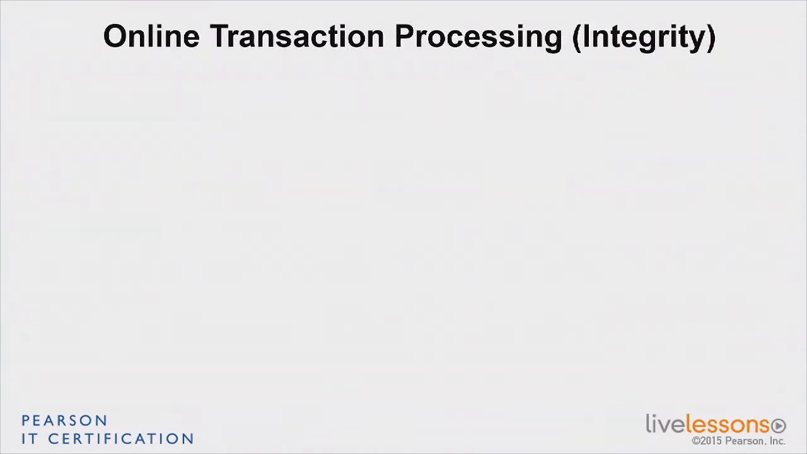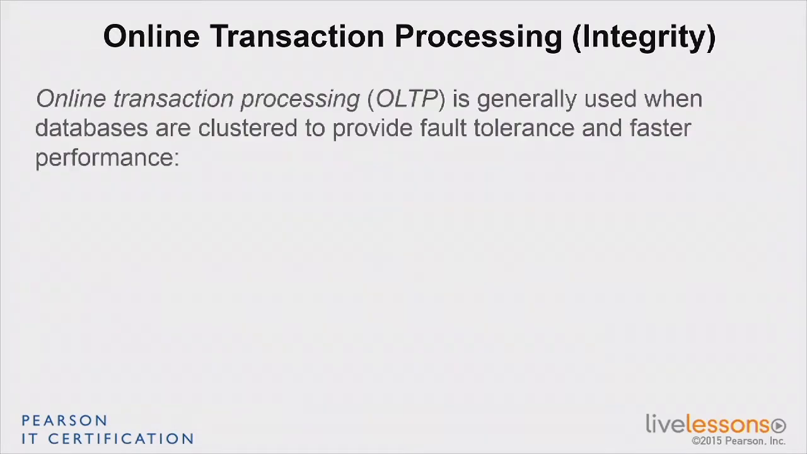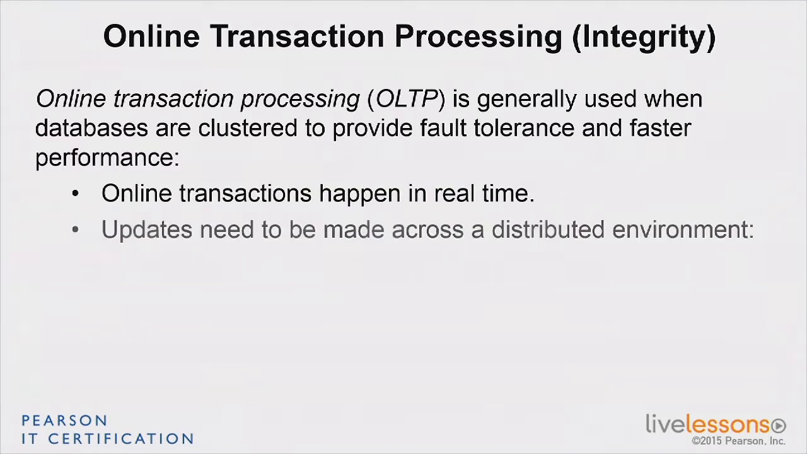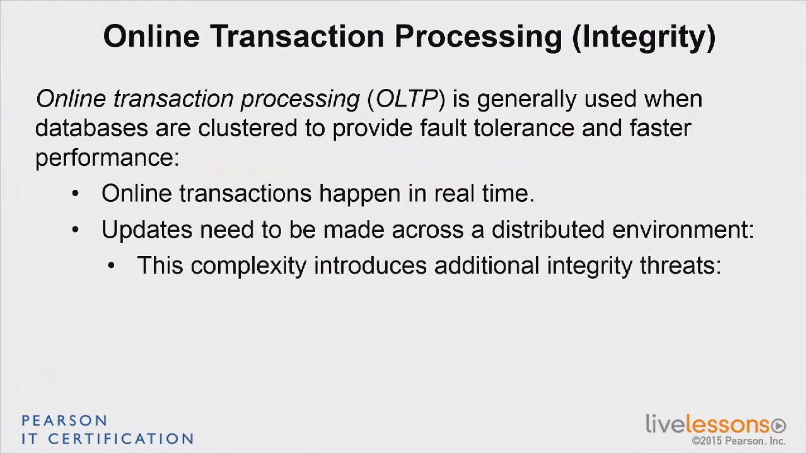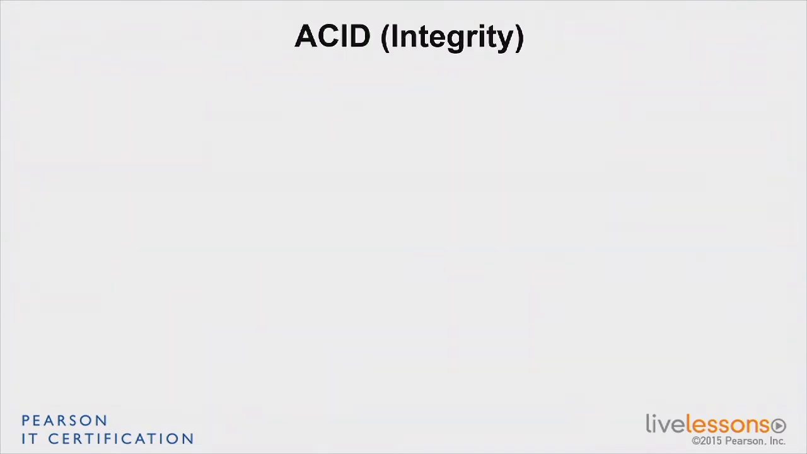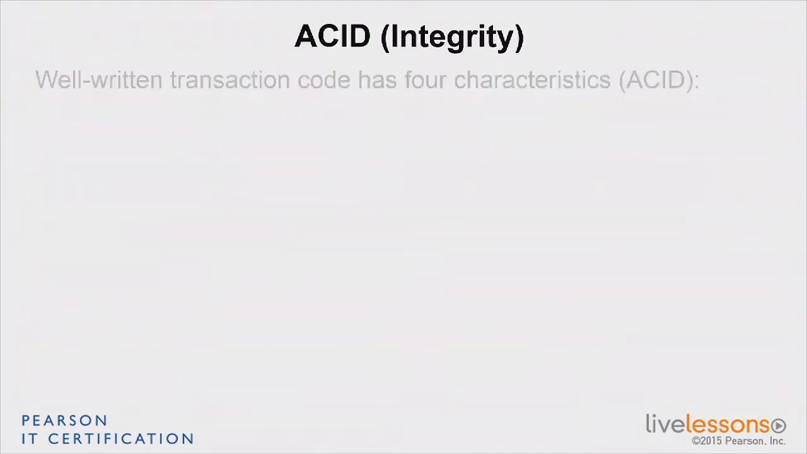Now, online transaction processing also has to enforce integrity. Online transaction processing, also known as OLTP, is generally used when the databases are clustered to provide fault tolerance and faster performance. Online transactions happen in real time, and updates need to be made across a distributed environment. So this complexity introduces additional integrity threats that have to be addressed. Online transaction processing should be designed in accordance with the ACID model in order to ensure integrity. So let's look through the ACID model.